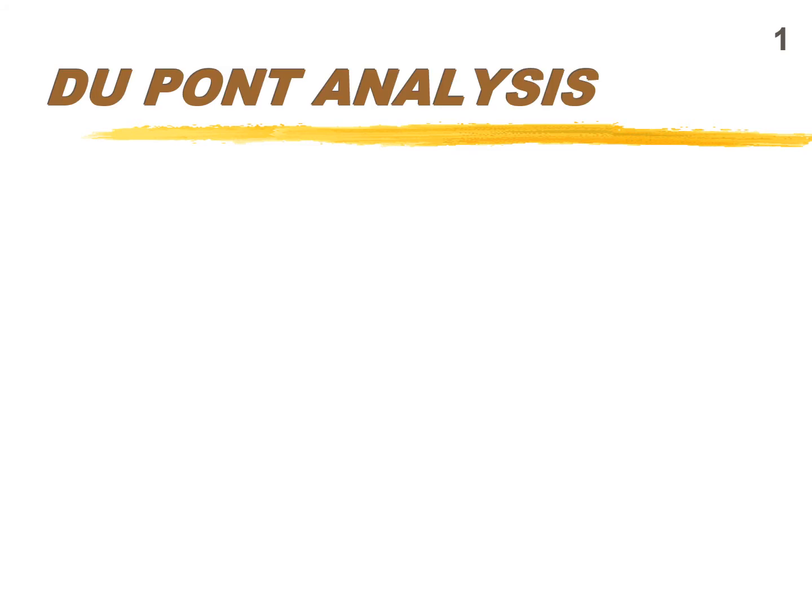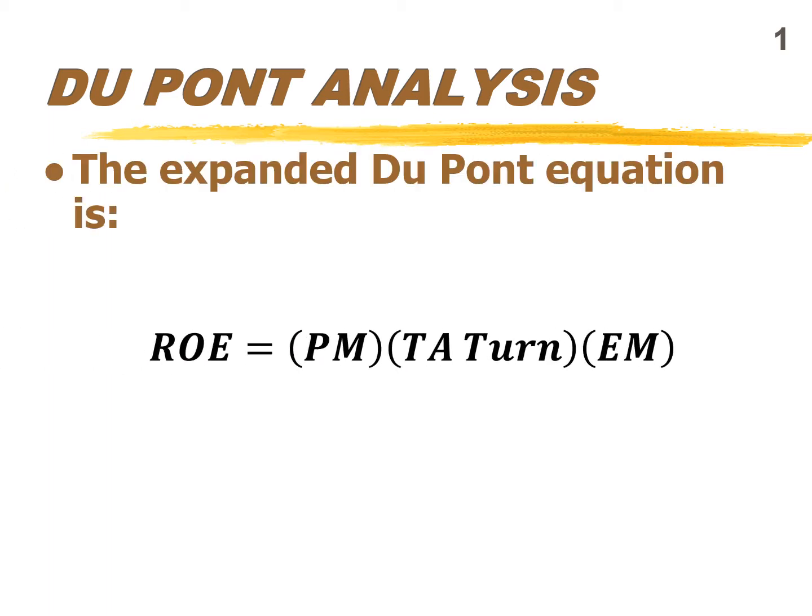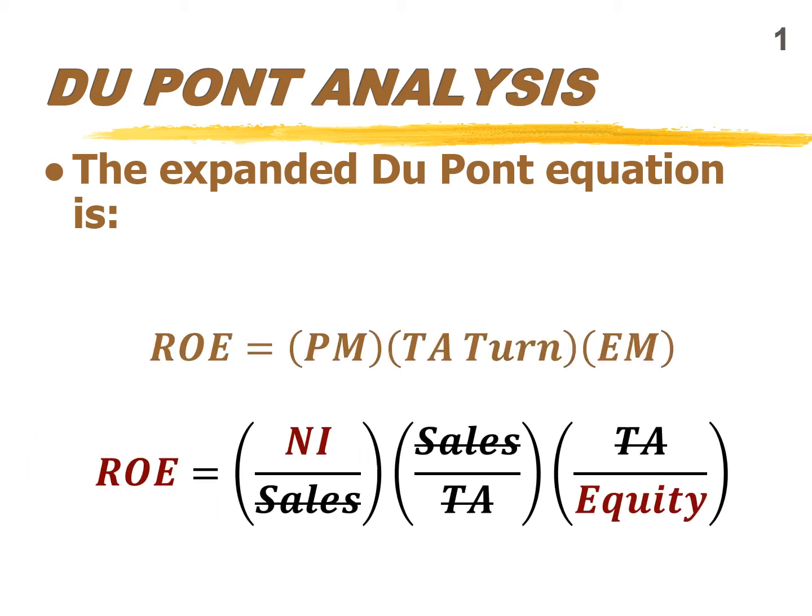A useful model that shows how some of these ratios are connected is the DuPont model, or DuPont analysis. The DuPont model shows that return on equity is a product of the profit margin times total asset turnover times something called the equity multiplier. And the equity multiplier is simply total assets over equity. Note how the calculation of these ratios results in return on equity, which is net income over equity.